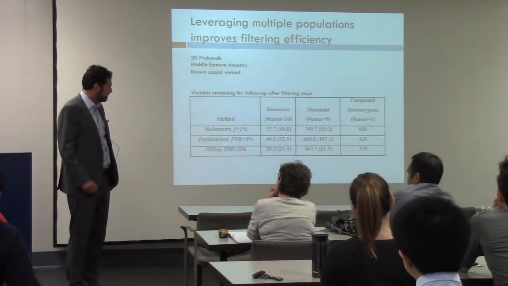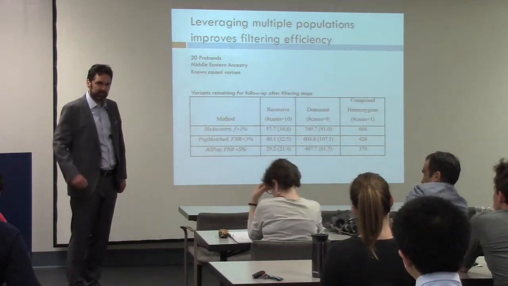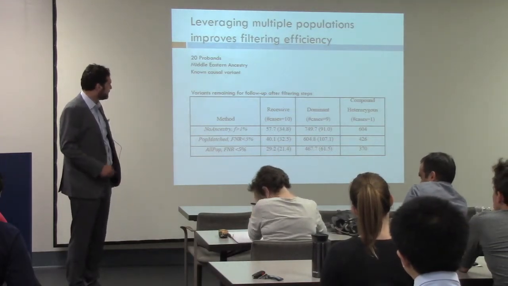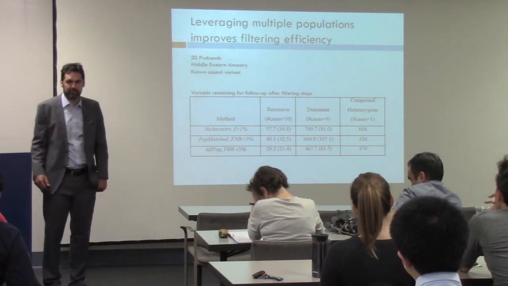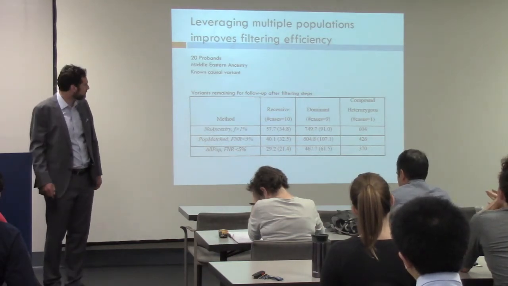Importantly, we can do this making sure we're not filtering out the true causal variants. And we know with these 20 individuals that our method never did filter out any of the true causal variants.